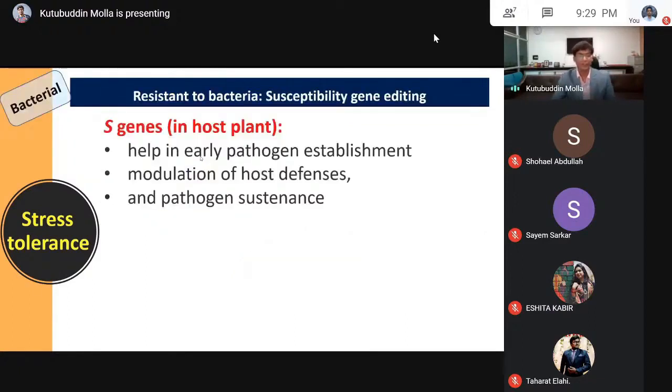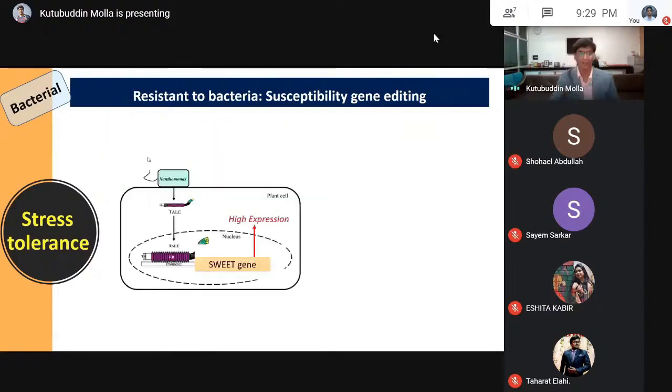Okay, so this is a very good example of developing bacterial blight resistant rice. You know, there are some genes called susceptibility genes that help pathogens establish themselves, and they modulate the host defenses and pathogen sustenance. So it is present within the plant, but it helps the pathogen. This is called a susceptibility gene.